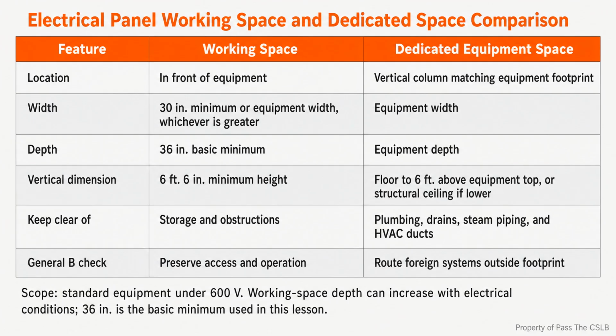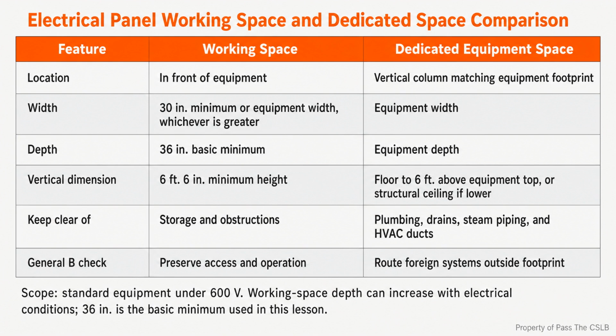I put the 2 spaces side by side on screen because the distinction is easier to hold when the geometry and the field conflict are compared directly. Working space is in front of the equipment. It is measured for access and operation. Dedicated equipment space follows the equipment footprint vertically. It is checked for pipes, ducts, and other foreign systems.